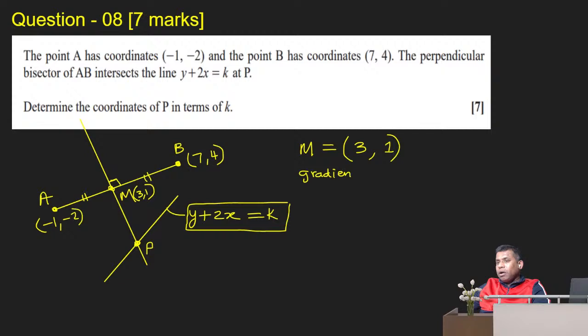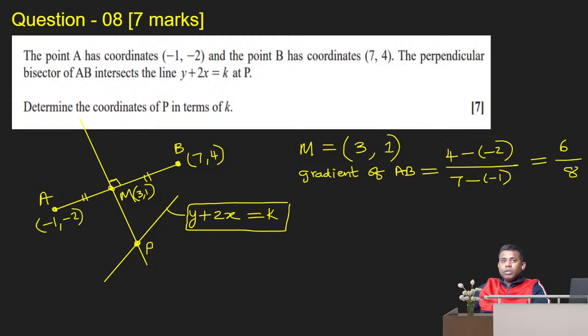So the gradient of AB is the difference of y divided by the difference of x. So y is 4 minus -2 over 7 minus -1. You can find that is 6 over 8, so that is 3 over 4. So 3 over 4 is the gradient of AB. So the perpendicular gradient M dash equals the negative reciprocal, -4 over 3.